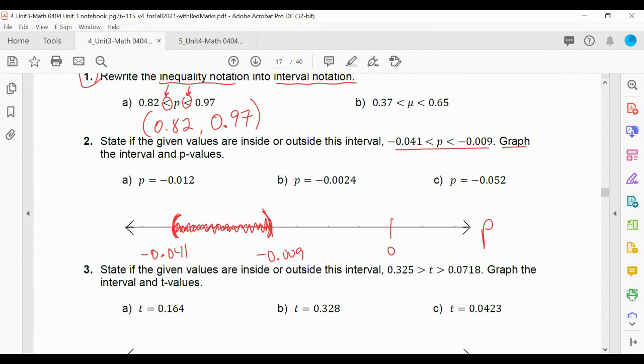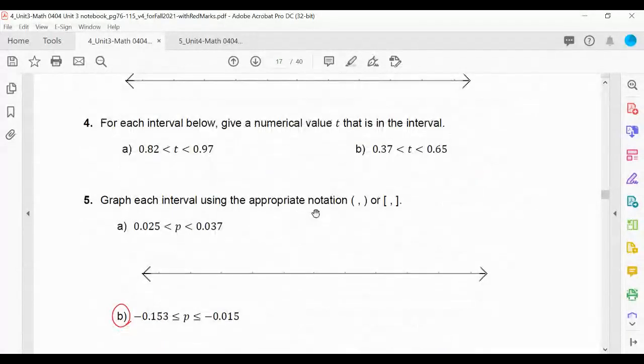So that would be the graph of that, and your job is to determine if these p-values are either inside or outside of that interval. So just write the word inside or outside next to those. Okay.